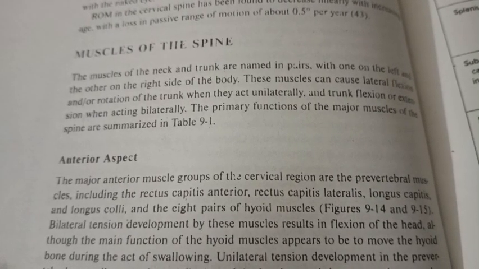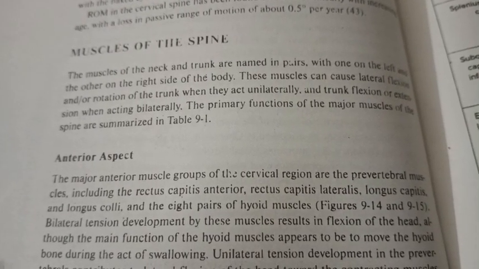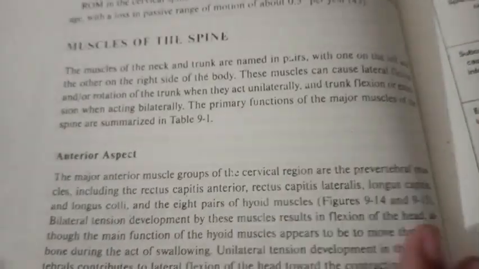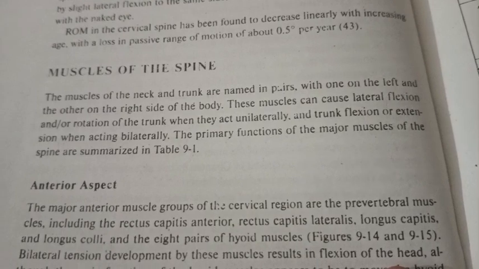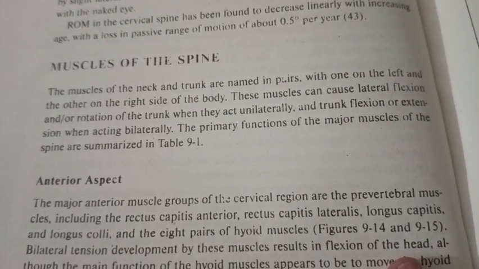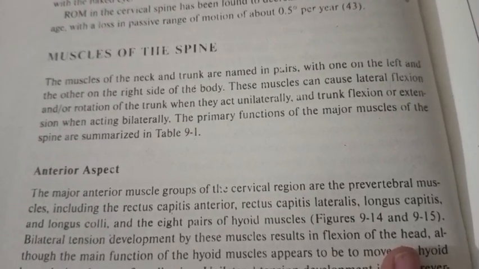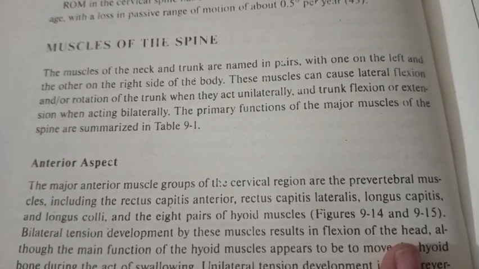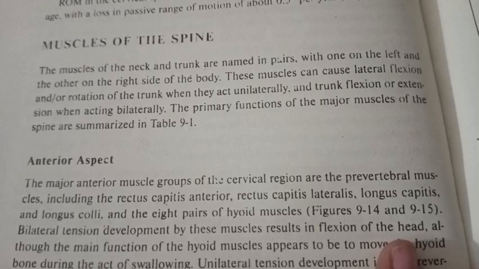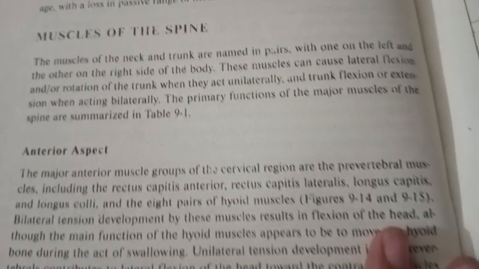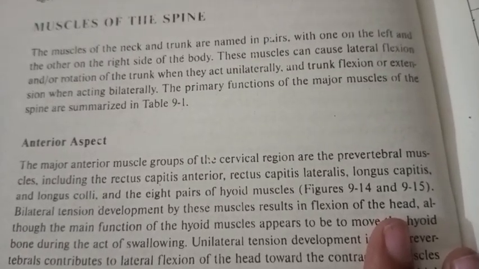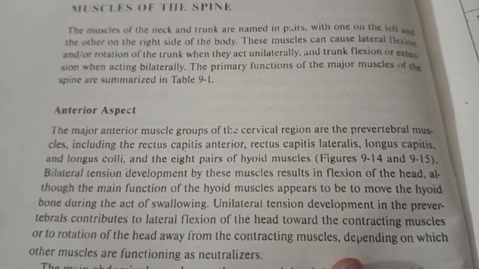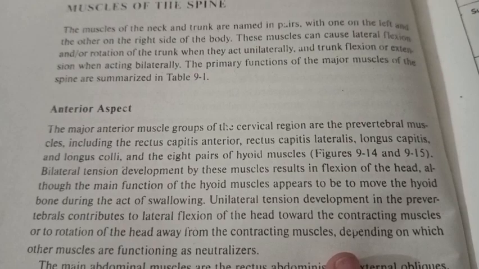The muscles of the neck and trunk are named in pairs, with one on the left and the other on the right side of the body. These muscles can cause the lateral flexion and rotation of the trunk when they act unilaterally, and trunk flexion or extension when acting bilaterally.